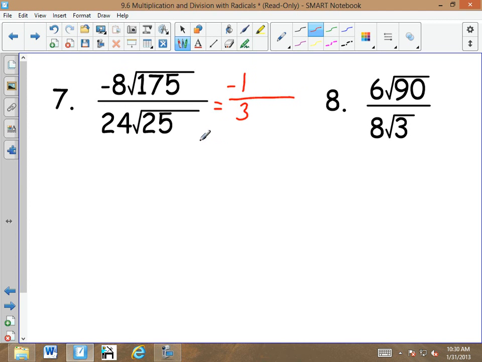Very good. What's 175 divided by 25? Yes, but it's square root of 7. So, it's 7. It's not 1 over 7, so 7 goes on top. Can I simplify the square root of 7? Nope. Can I simplify negative 1 over 3? That's my answer.